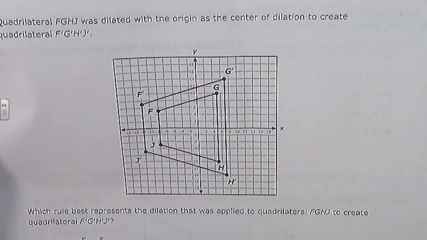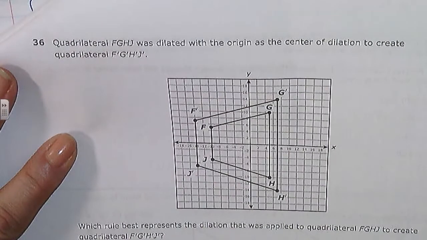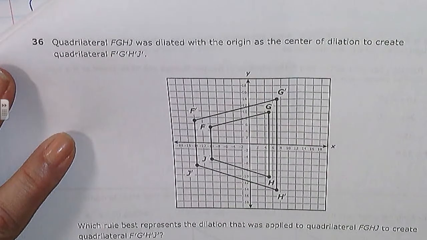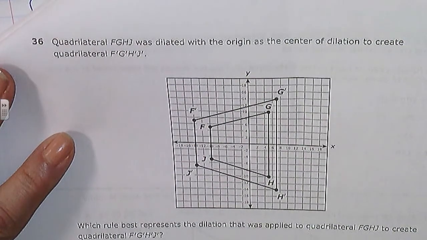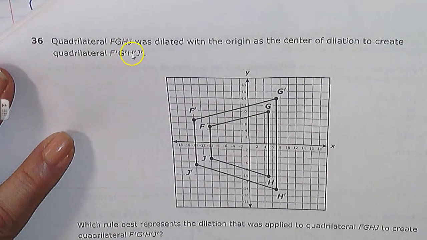Next question. Alrighty, I skipped on over to question 36 because it fit right in with those other ones. And again, this is still category 3. So it talks about a quadrilateral FGHJ dilated from the origin of the center of the dilation to create the F prime G prime H prime J prime. That's a tongue twister. So F to F prime. Now, if you don't know anything about prime, there's those little bitty ones right there. They're kind of cool. So this one's first, this one's second.